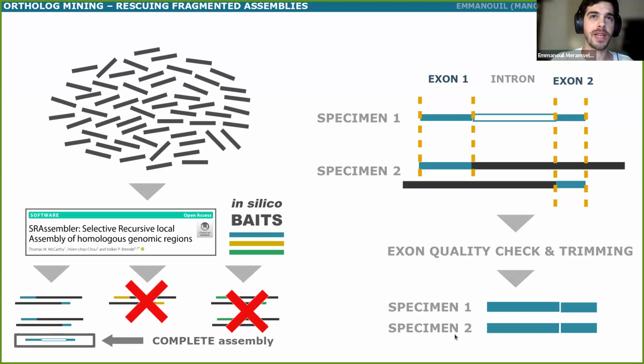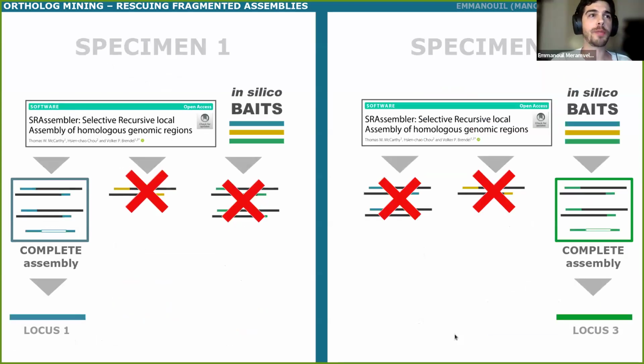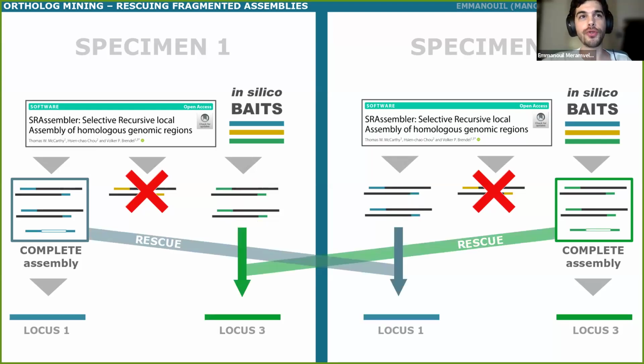So to visualize that, imagine that you have two specimens. From the first one, you get the blue locus, locus 1. From the second, the green locus, number 3, and you lose everything else. After the rescue approach, you could use the information from one sample to actually get more loci across all your specimens.